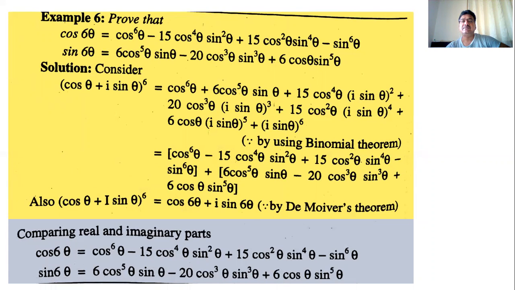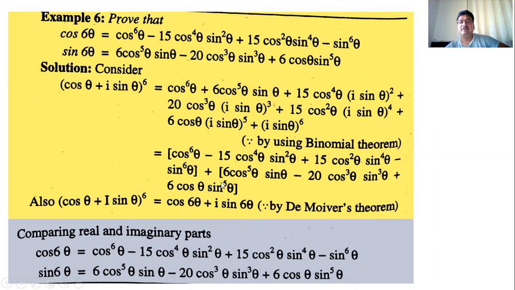Minus 1 into minus 1 into minus 1 is minus 1. So that term is minus sine raised to 6 theta. All these are the real part, free from i. Then the terms containing i: this term, 6 cos raised to 5 theta sine theta.